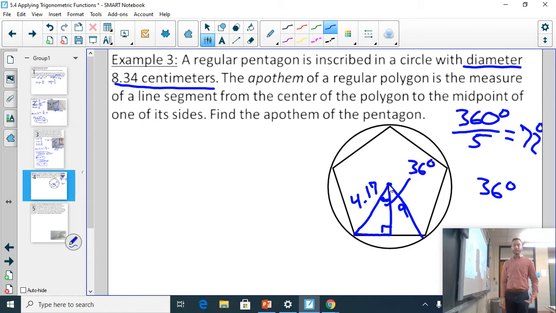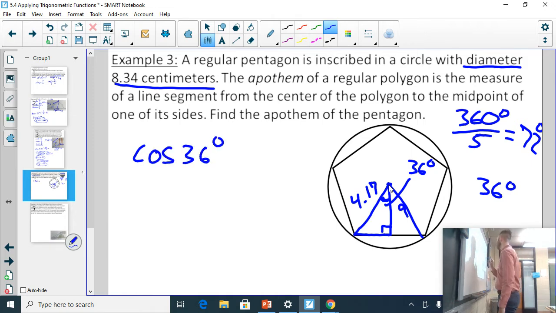And now it's just a matter of plugging it into our calculator, right? And we have to find out which trig function to use. So we have sine, cosine, and tangent. Now, which one, in reference to this 36-degree angle, involves the hypotenuse, and our apothem is going to be our adjacent side. So we need adjacent and hypotenuse. That's going to be cosine. So cosine of 36 degrees equals, SOHCAHTOA, adjacent, which our adjacent is our apothem, over hypotenuse, which is 4.17.